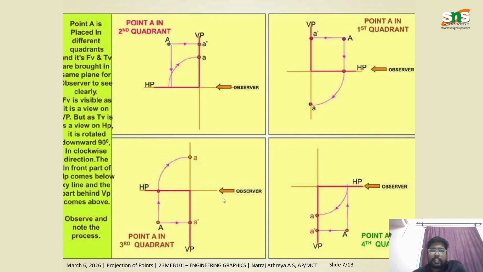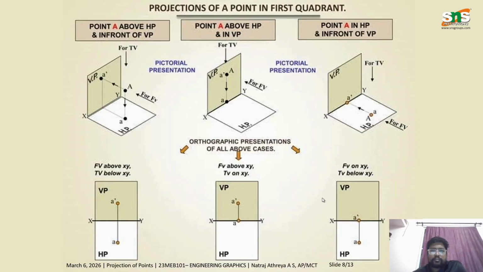Similarly, we have for the second, third, and fourth quadrants. For projections of a point in first quadrant, let's see the different cases of where a given point is with respect to HP and VP. Assuming this is the front view and this is the top view, if the point is in front of VP and above HP, it will be situated here. If this is flipped this way, you can see here.